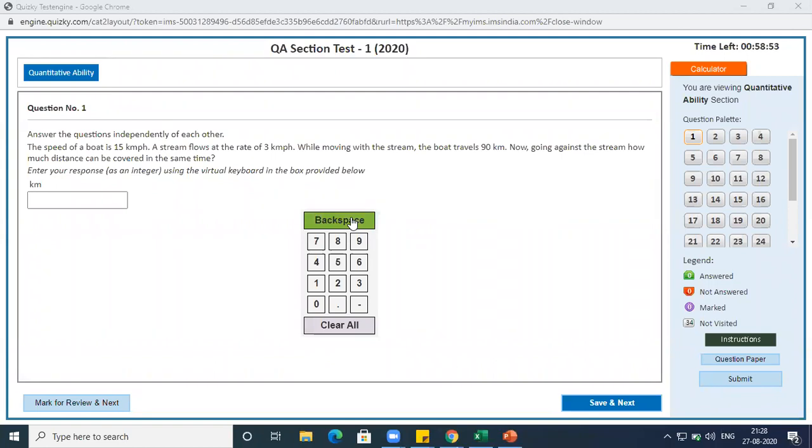While moving with the stream, the boat travels 90 km. So with the stream, 15 plus 3 is 18 km per hour, so it took 5 hours. Now going against the stream, you know how much distance it will cover in the same time. 5 hours going against the stream at 12 km per hour, that's 60 km.